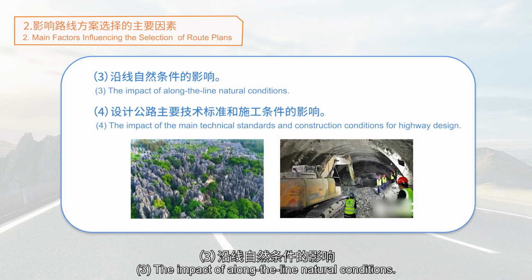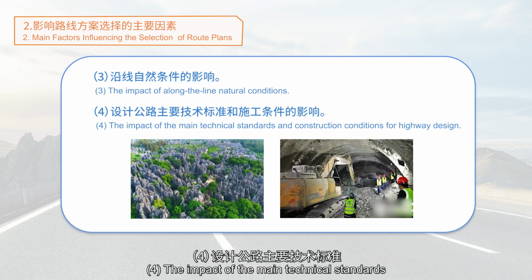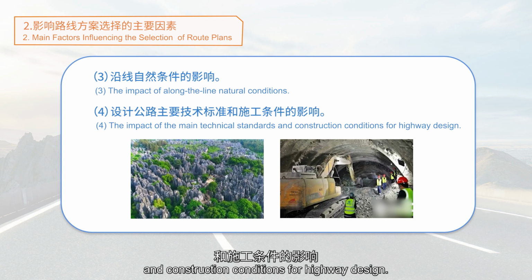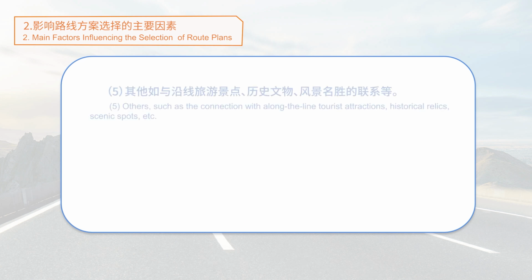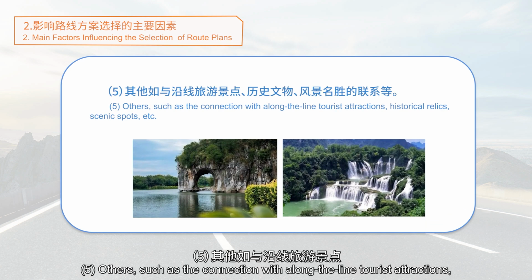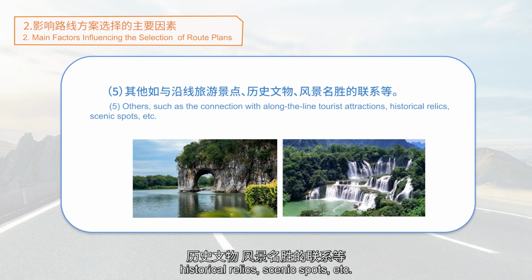3. The impact of along-the-line natural conditions. 4. The impact of the main technical standards and construction conditions for highway design. 5. Others, such as the connection with along-the-line tourist attractions, historical relics, scenic spots, etc.